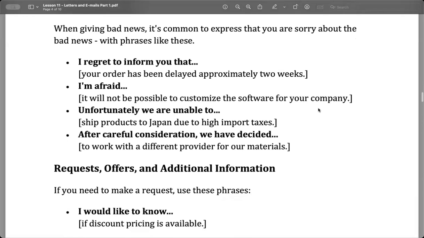Requests, offers, and additional information. If you need to make a request, use these phrases. I would like to know if discount pricing is available.